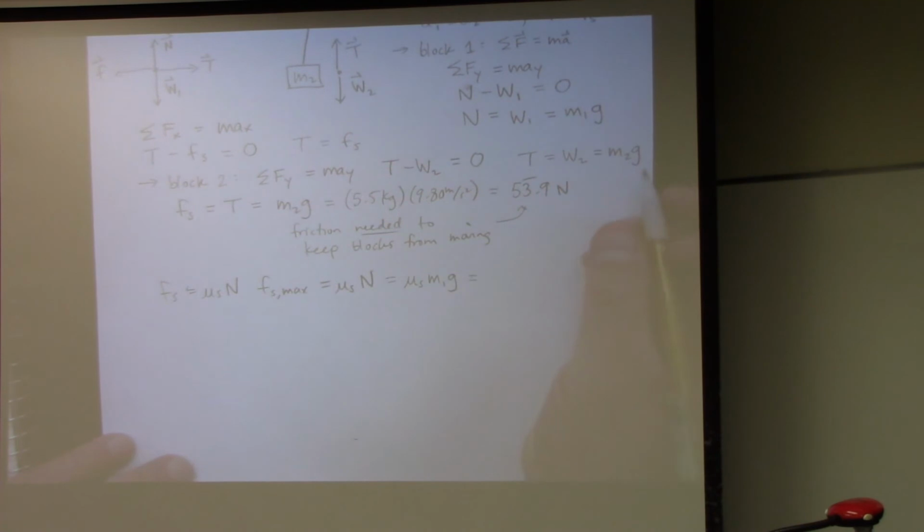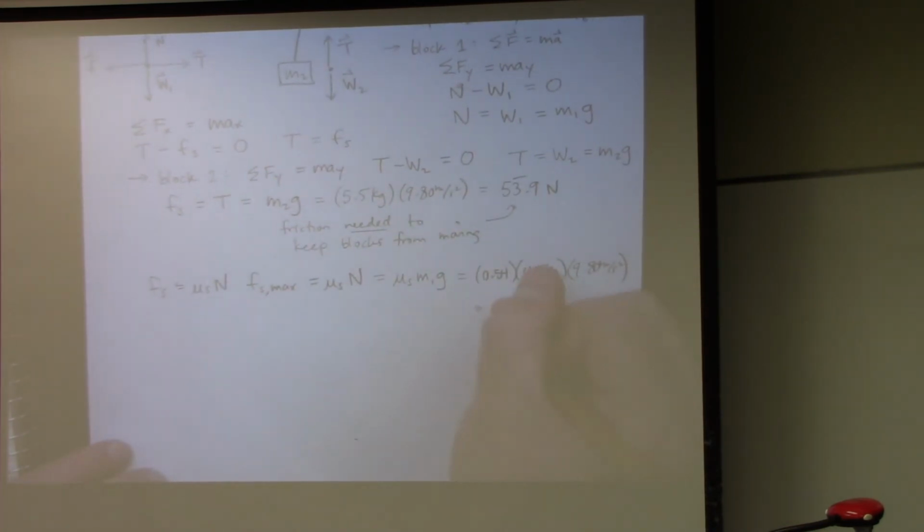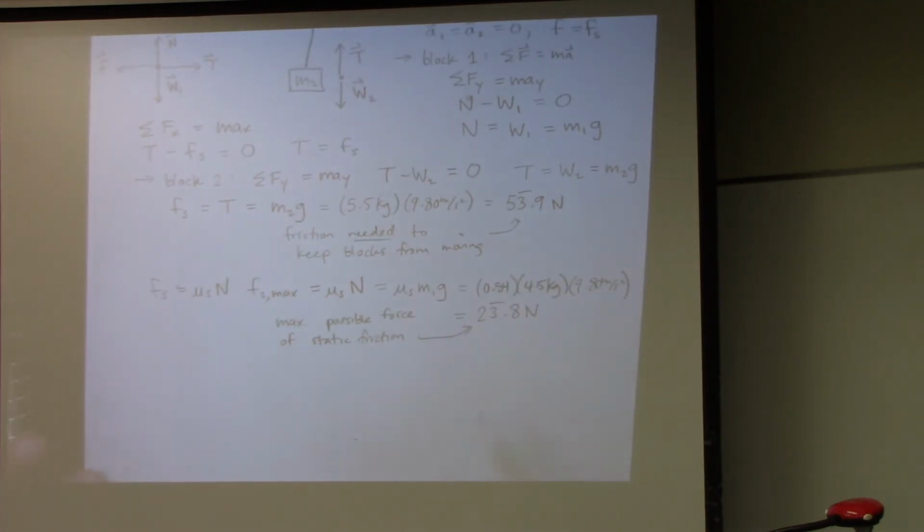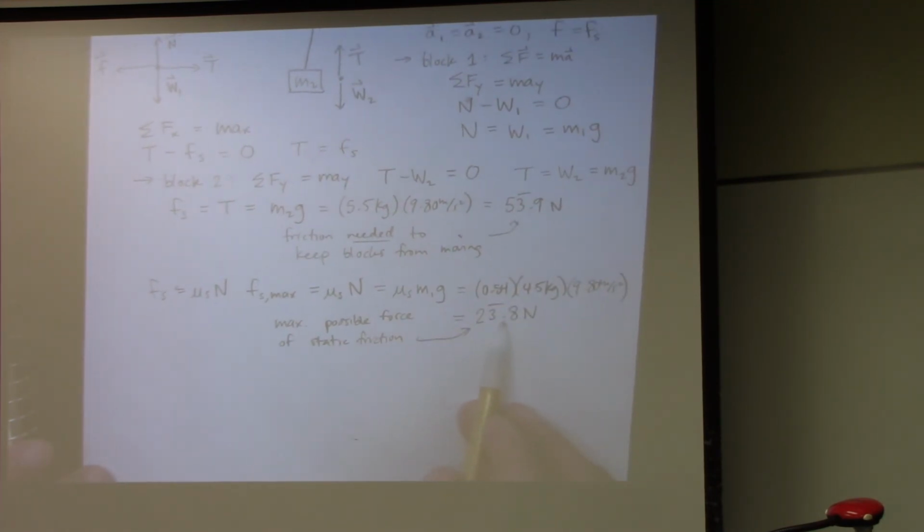What we have is 0.54 for μs, 4.5 kilograms for m1, and then 9.8 meters per second squared for g, which altogether gives us 23.8 newtons. So again, this is the max possible force of static friction. So we've got two numbers to compare. This is how much friction we need to keep anything from moving. This is the maximum you can possibly get.